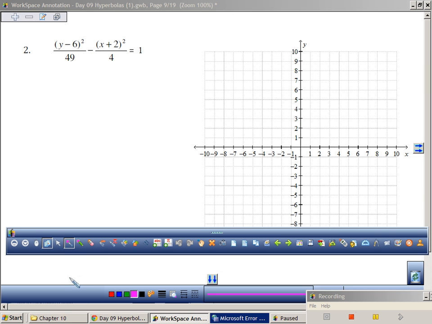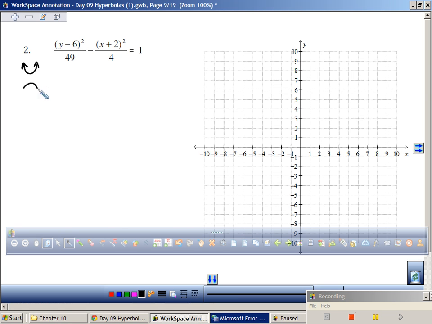Okay, so what can you tell me? What comes first? No, I'm sorry, let me reword my question. Which one comes first, the Y or the X? The Y. So where do you think the orientation is going to be? Okay. It's going to look like this.